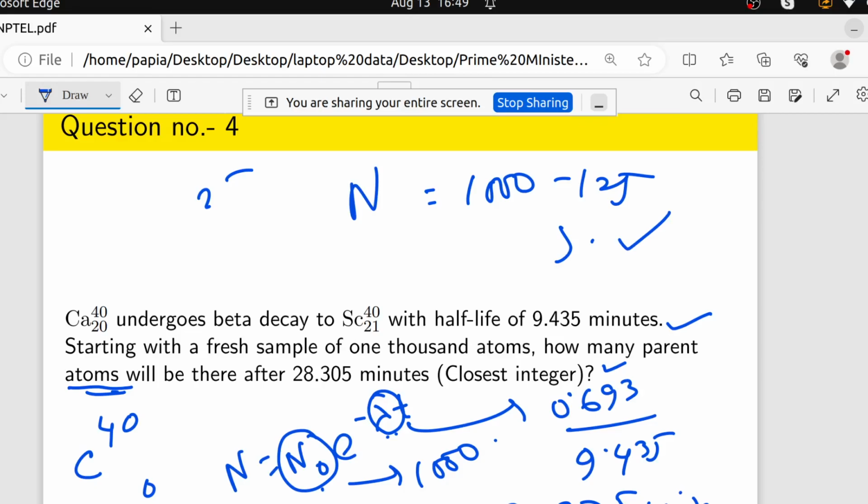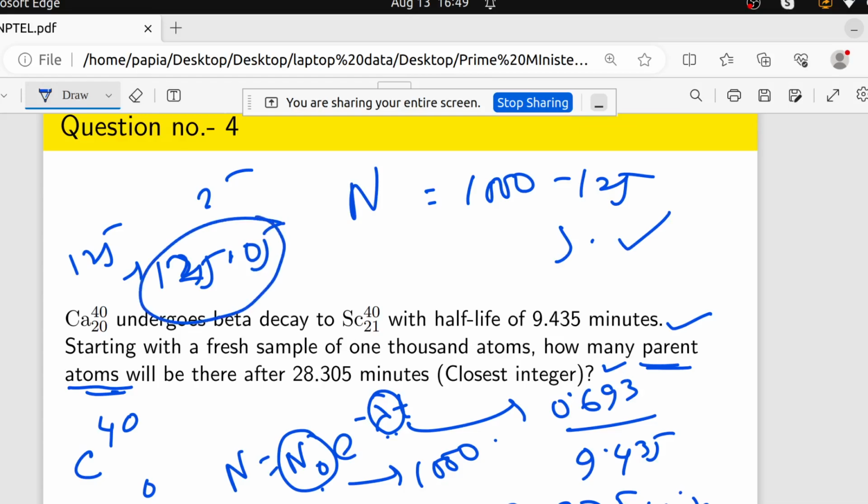So how many parent atoms will be there? Parent atoms means N0 minus N. So 1000 minus 125, it is like 875. I mean closest integer, because for 125 it was like 125.05 or something. So we can take that as 125, and 1000 minus 125 is 875. Understand?